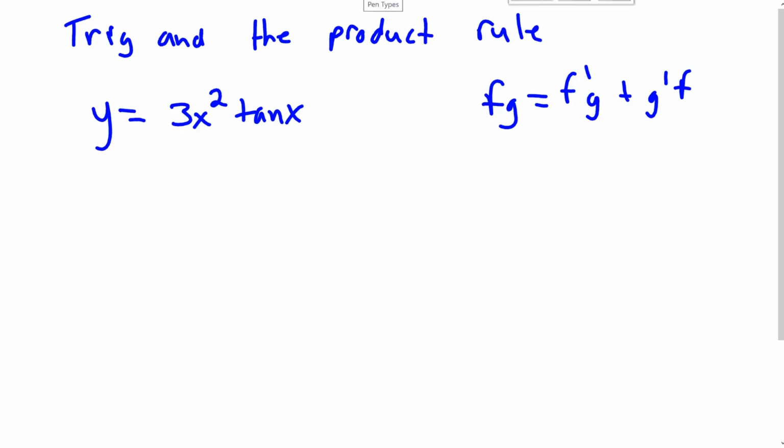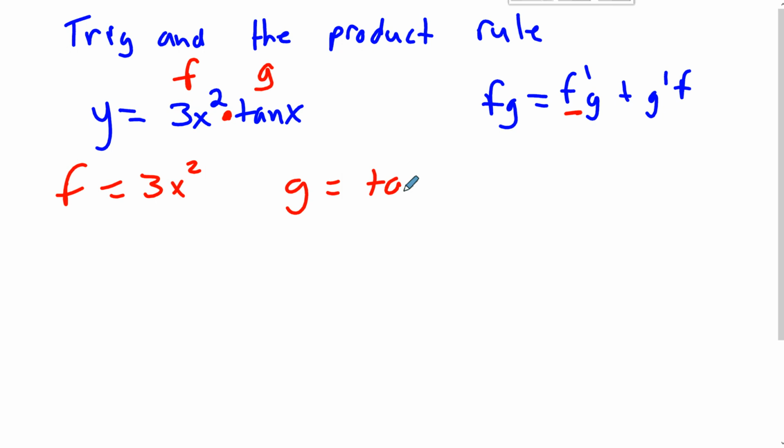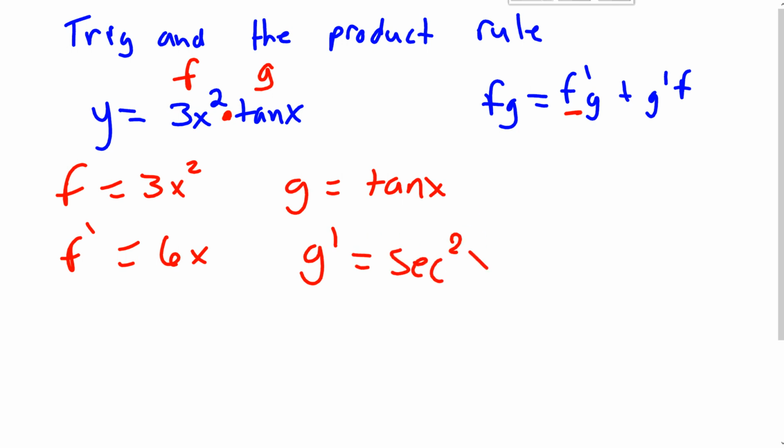Okay, here's the product rule. So here we have multiplication, so that's the product, right? Sometimes it's good to label, so this is my f and this is my g. So you could just say f equals 3x squared, g equals tan x. Then the derivative of f is 6x, and for the derivative of g, I look at page 144, and it tells me that it is secant squared x. And so now I can put it into the formula for the derivative of f times g.